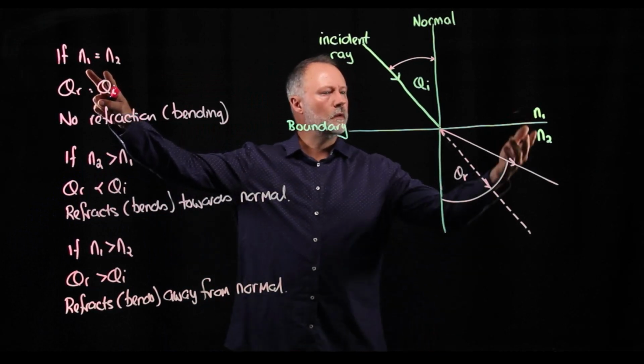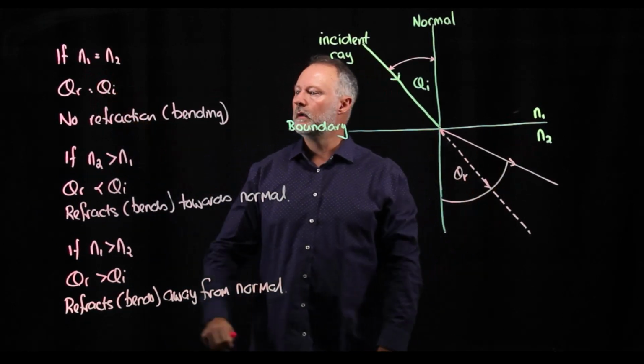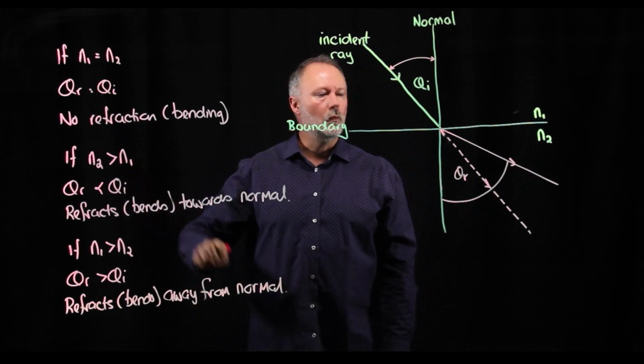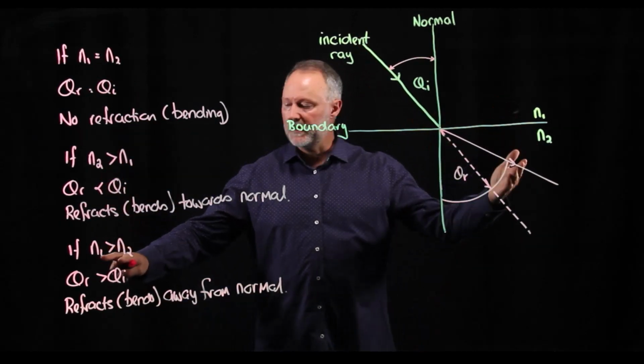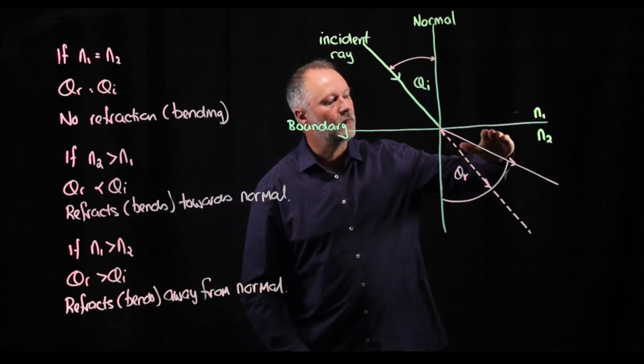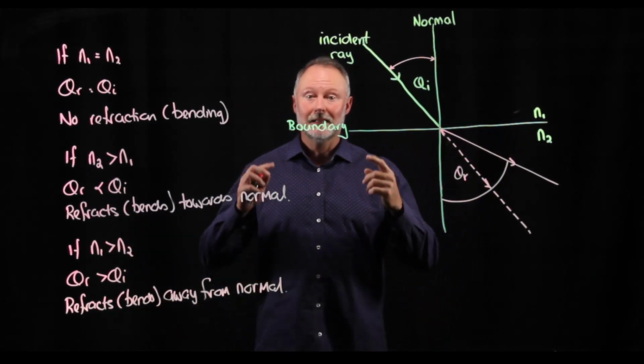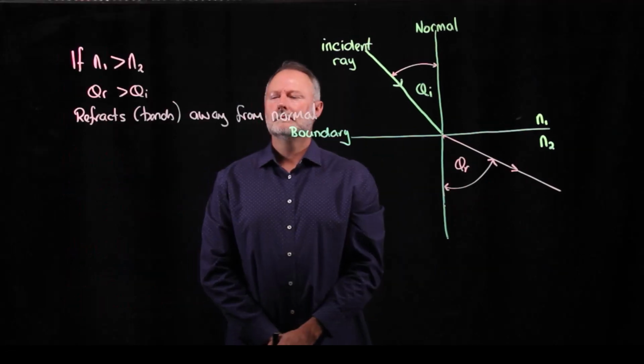If N1 is equal to N2, the beam travels straight through. If N2 is greater than N1, we find it bends towards the normal. And if N1 is greater than N2, we find there's refraction away from the normal. There's our three scenarios. Let's now look at the critical angle.